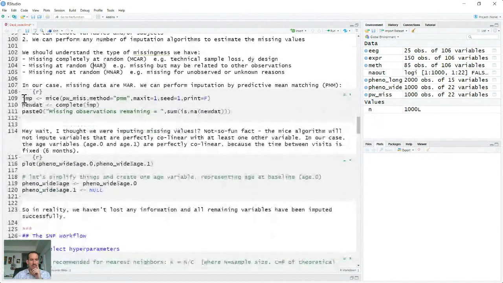Here's one method of imputing. This is implemented through the MICE package, which is multiple imputation through chained equations. Not going to go into too much detail on the method. This is the default method for this package, which is called predictive mean matching. I don't really have slides on this, it's better done visually, but you can think of the idea of imputation as guessing, right?